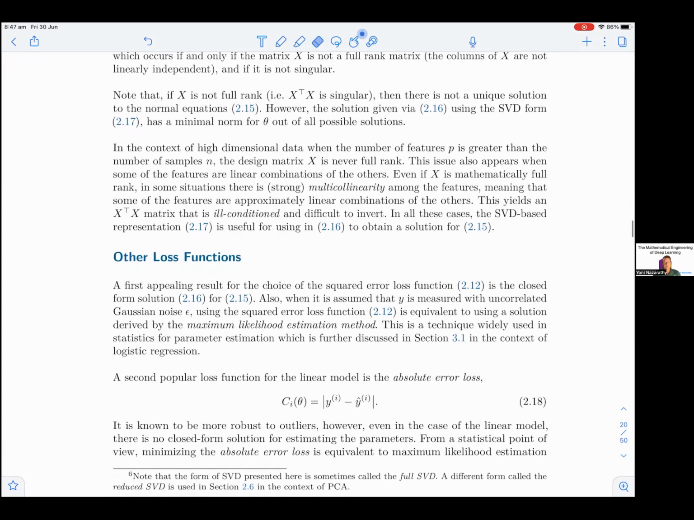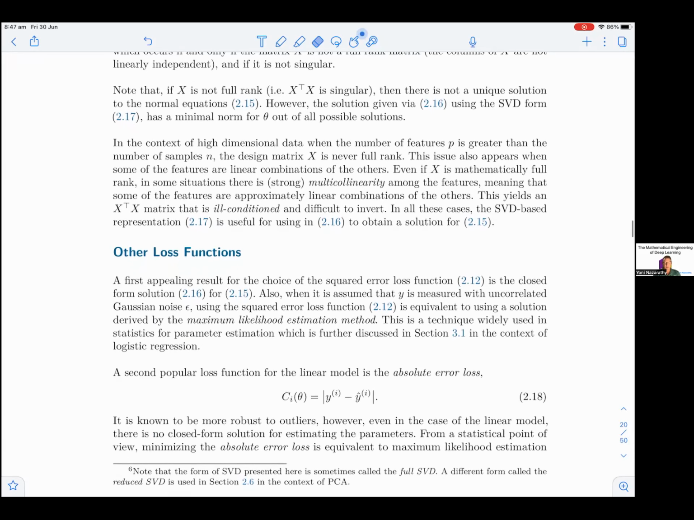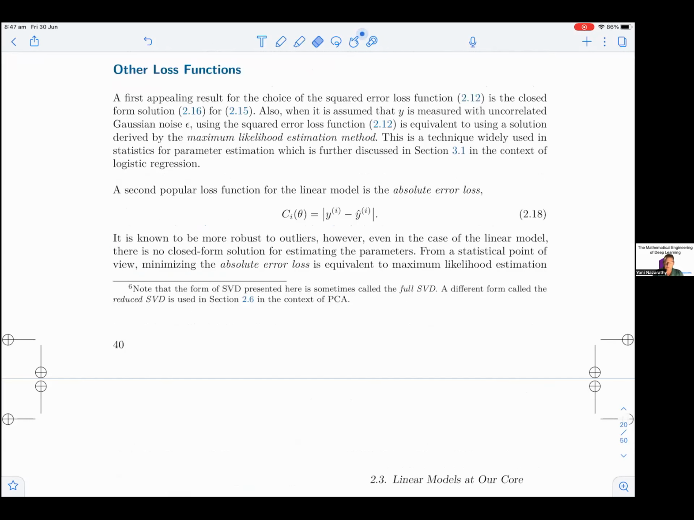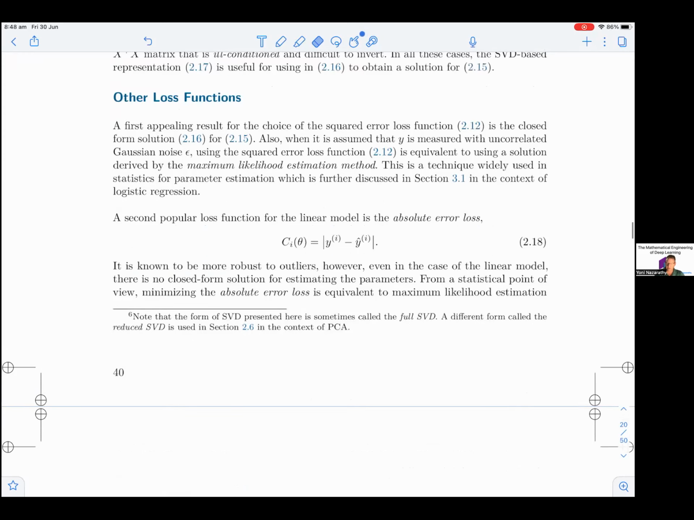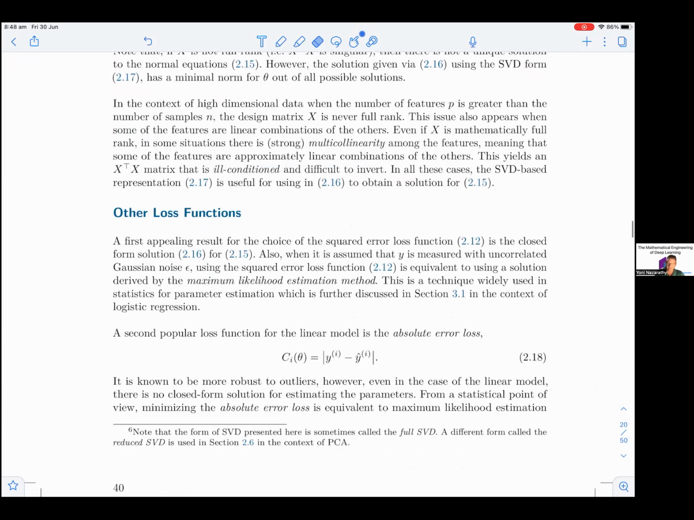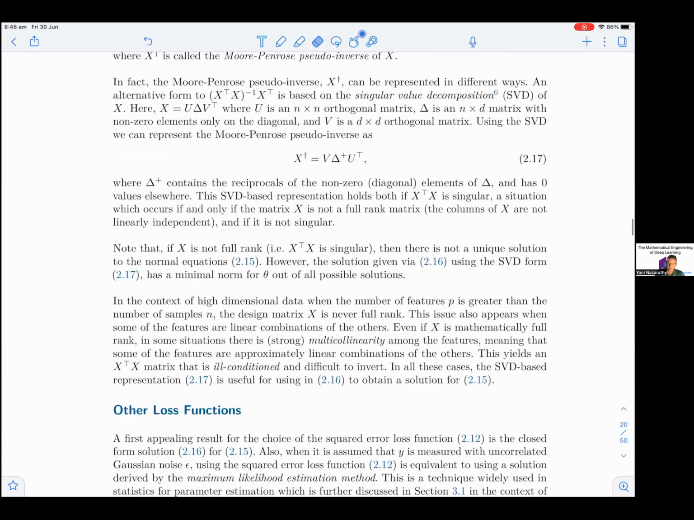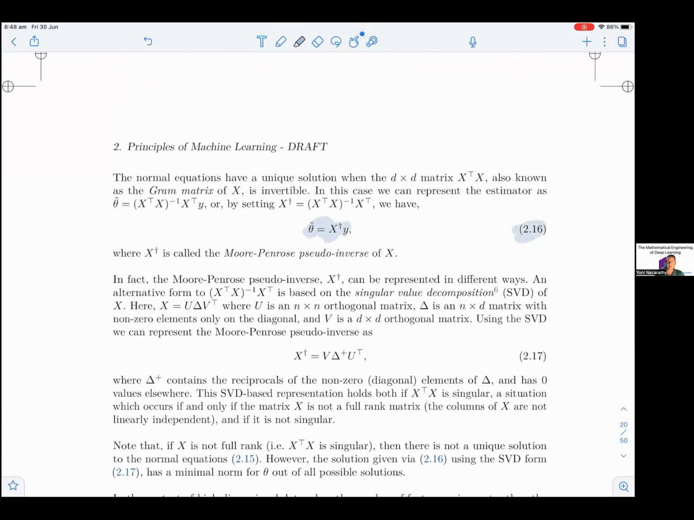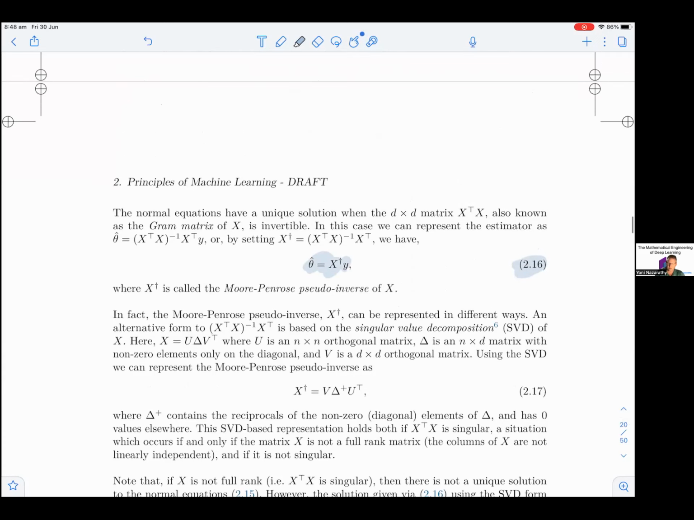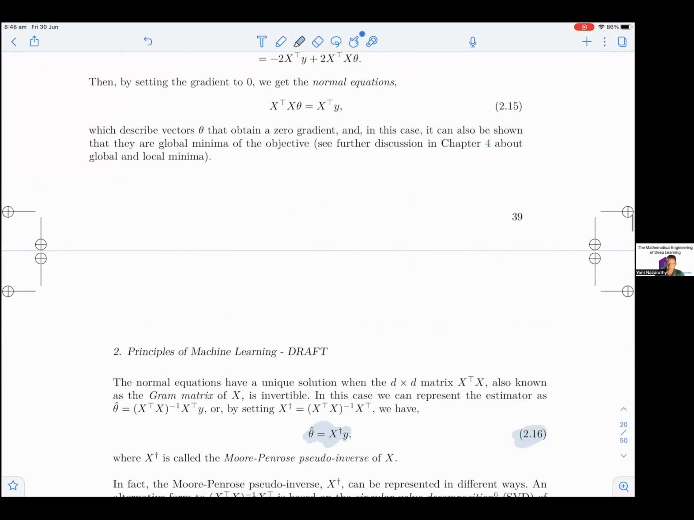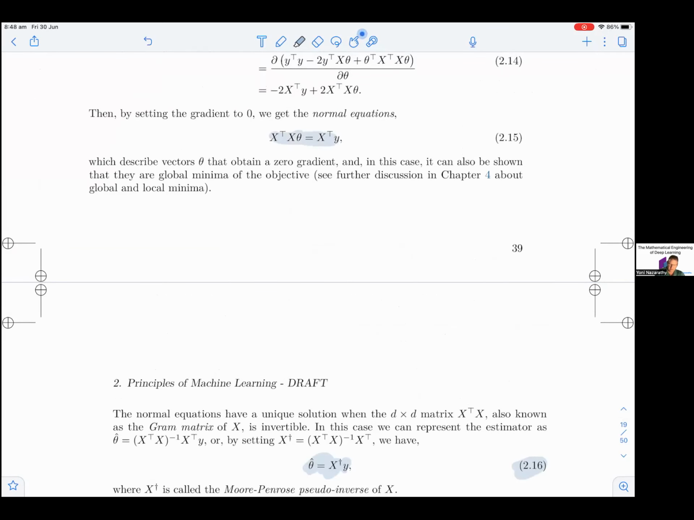Other loss functions. The first appealing result for the choice of the squared error loss function 212 is a closed form solution 216 for 215. Okay, and again, I'll show it one more time. 216 was this closed form solution here. That's again 216, the closed form solution for the normal equations 215. Okay.